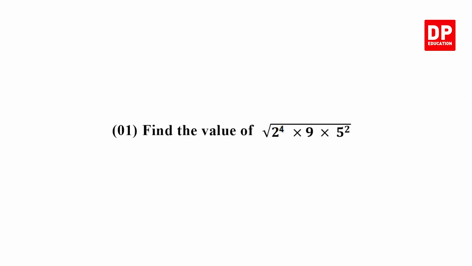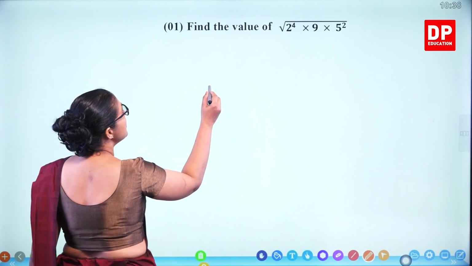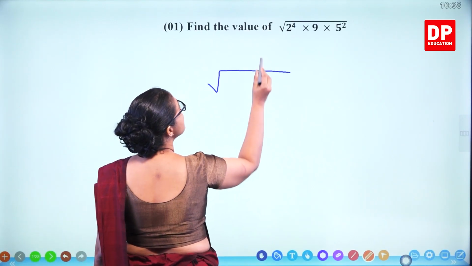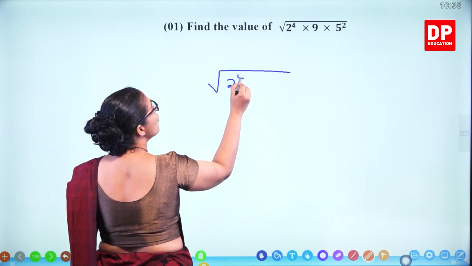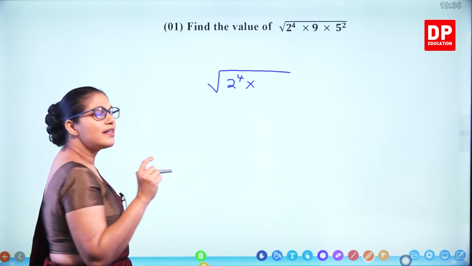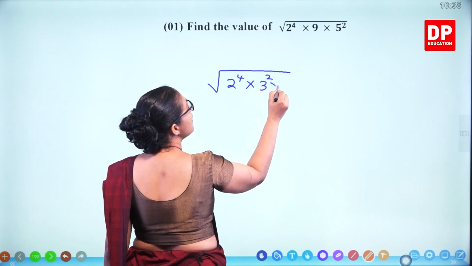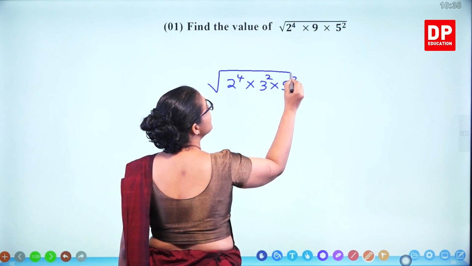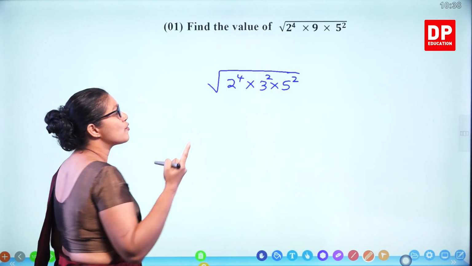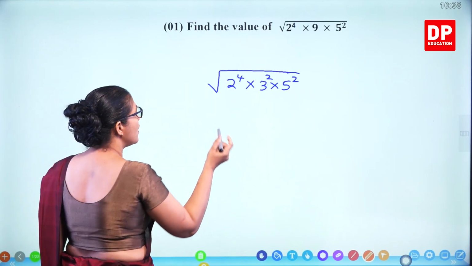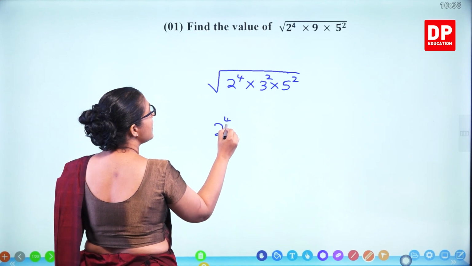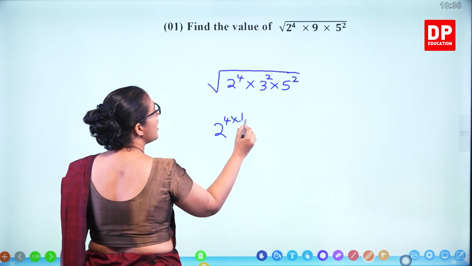Let's do question number 1. Find the value of the square root of this. So we'll first rewrite this. It says 2 to the power 4. 9, you can write as 3 squared. And 5 squared is there. So now you can see square root means power half. So you can multiply each and every term by half.